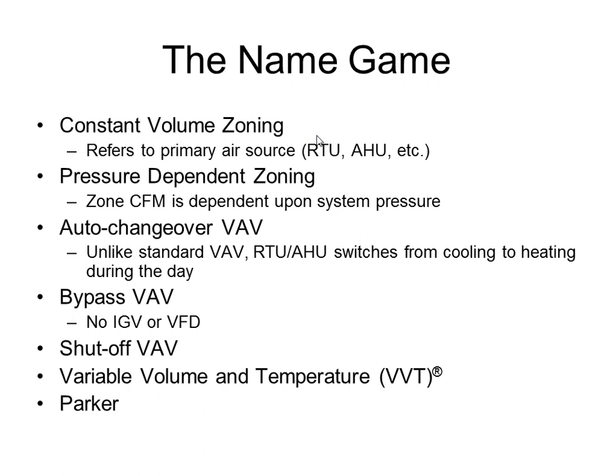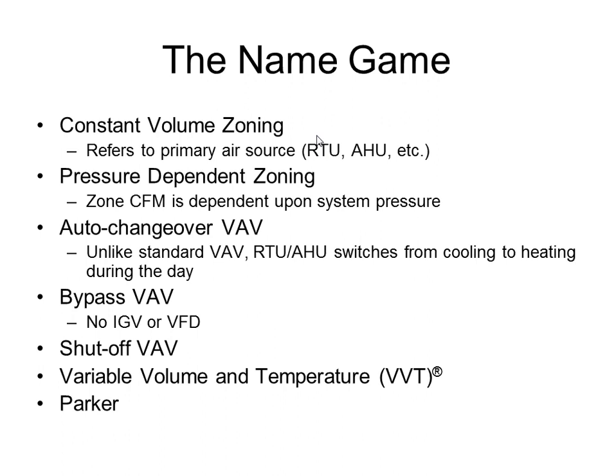We have auto changeover VAV. And the big difference between regular VAV and this is you can actually switch from heating to cooling mode, which is what the auto changeover refers to here. We also have bypass VAV. This is because VVT systems have a bypass damper. When you have a constant volume of air serving zones and the zones are closing, that extra air needs to go somewhere. And because of that, you have a bypass damper that bypasses the air so that you don't explode ductwork.